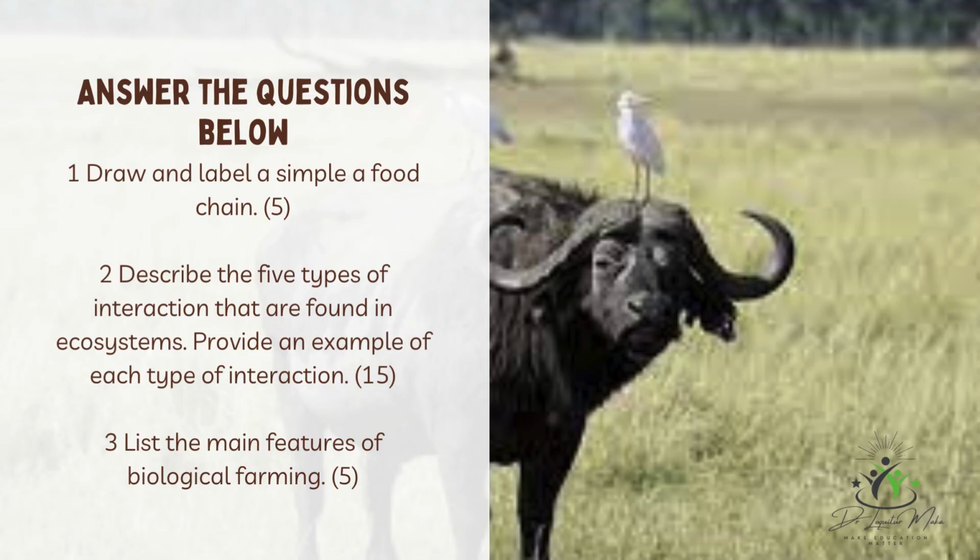And then number 3, list the main features of biological farming. Again, this takes you back to those do's and don'ts. What are the features? What can you tell that, okay, this is a biological farming method, this is a conservation farming method, this is game farming, sustainable farming, organic farming.